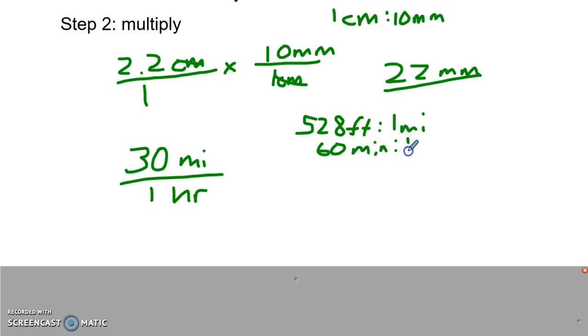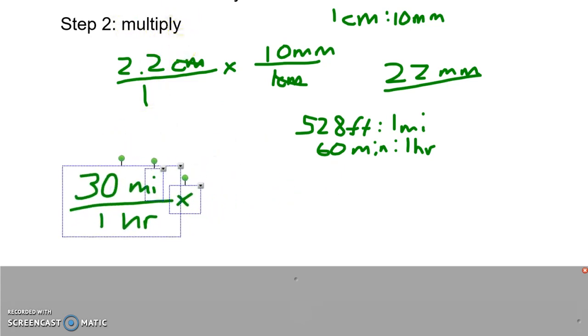minutes per 1 hour. Okay, this is where it can get a little bit trickier to set up, and that's why we need to make sure that we are having our units across from each other. You can do it one at a time, or you can set them both up at the same time. Move this down a little bit. So we're going to start with our distance, our miles.